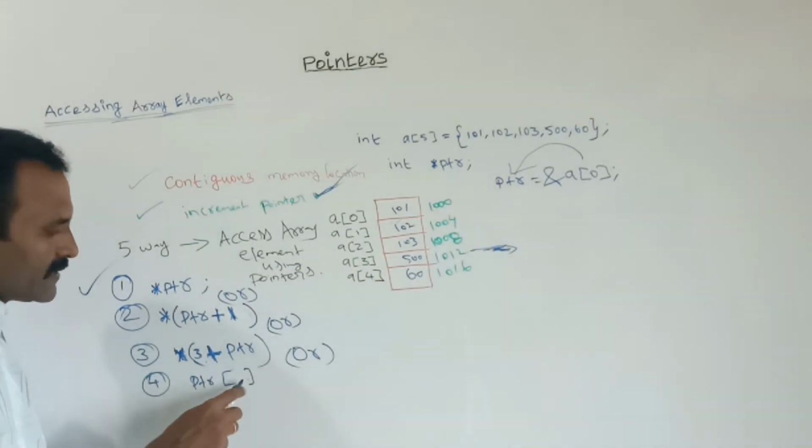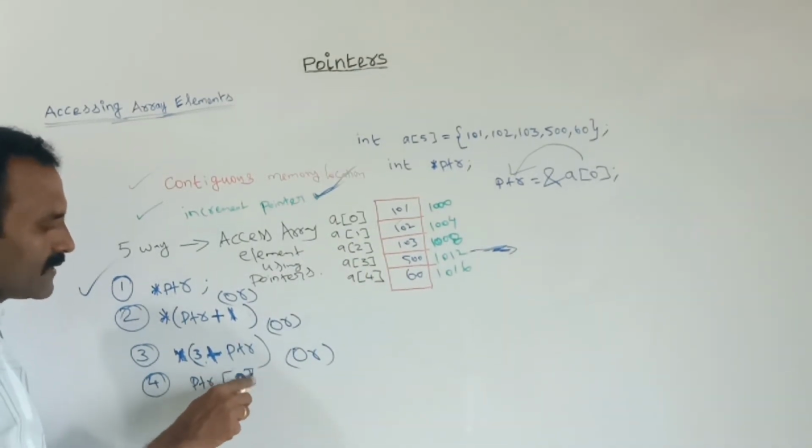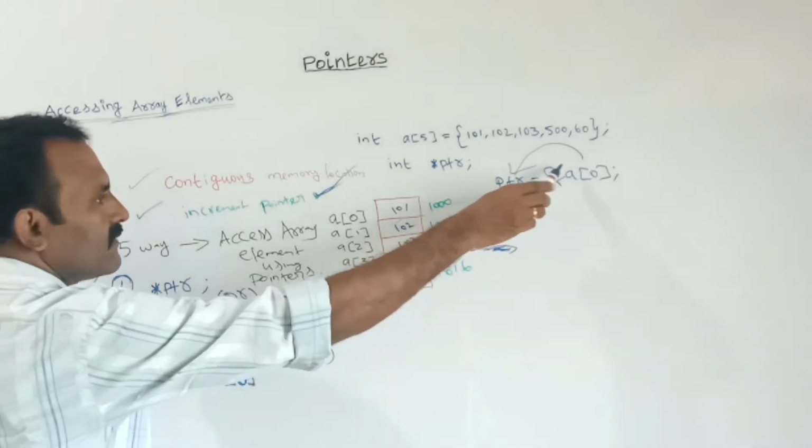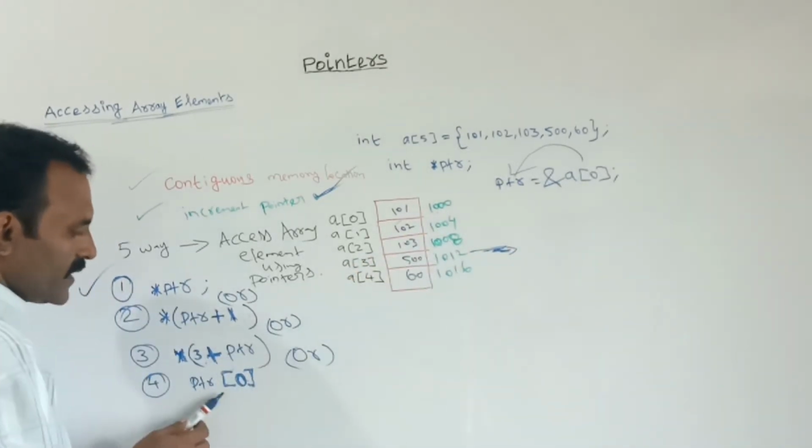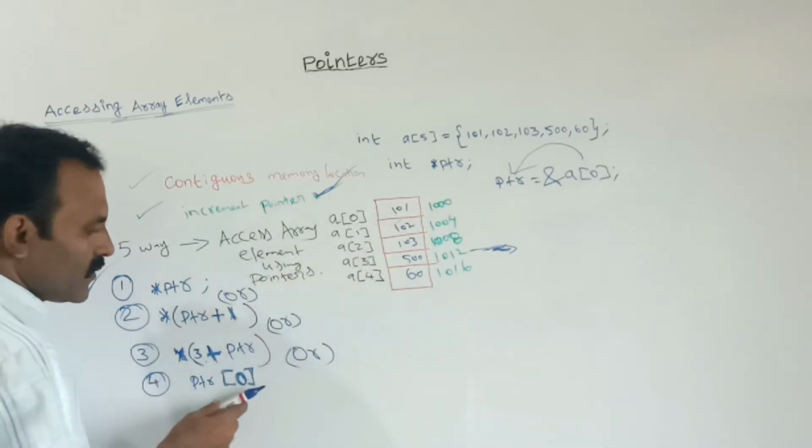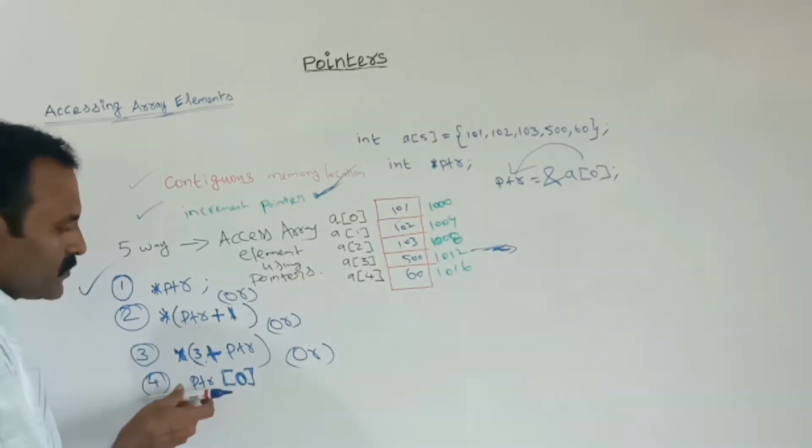Suppose if we are giving here 0, the current address value can be accessed. What is the current address? Here A of 0th address is 1000. So here the current value 101 can be accessed by using this.